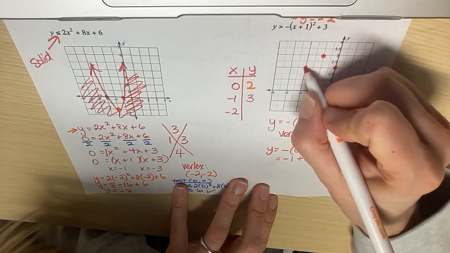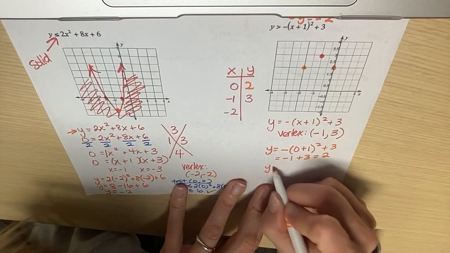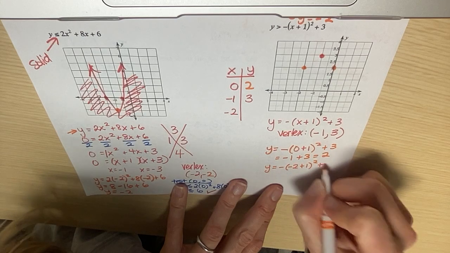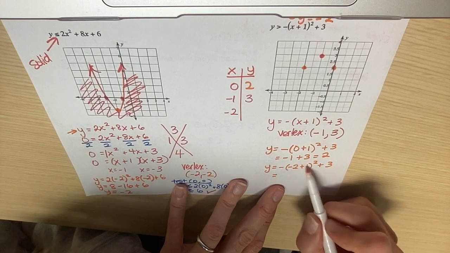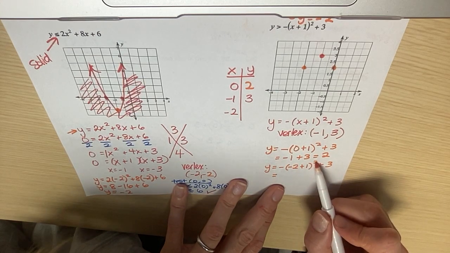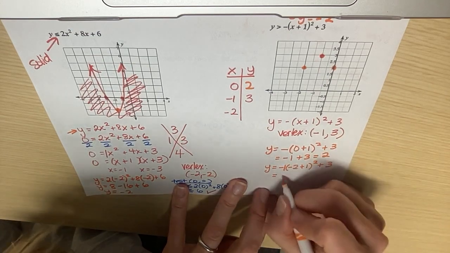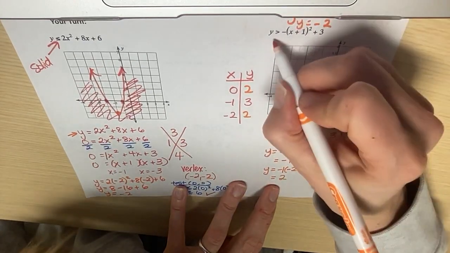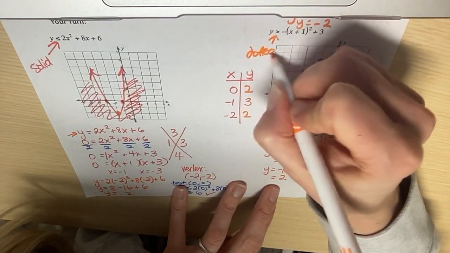Now I already know that's going to be the next point because of symmetry, but I just want to show it to you. So I'm going to sub negative 2 plus 1. Now remember PEMDAS. Parentheses first. Negative 2 plus 1 is negative 1. Then exponent. Square it, it's positive 1. Now I multiply by the negative 1. Now it's negative 1. Plus 3 is 2 again. Now, because I have a greater than symbol, I'm going to go dotted.